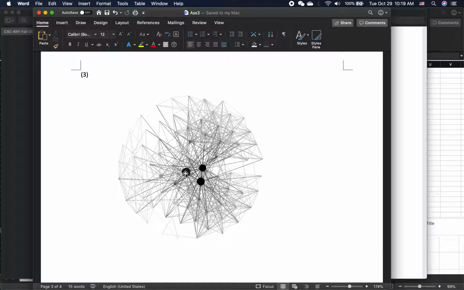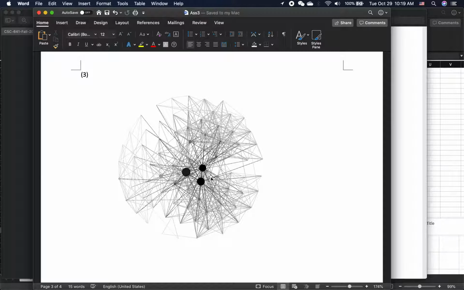Take these 3 black circles as an example. They are black, so they are the darkest color. It means that they have the lowest distance to all the other nodes. It means they are connected with almost all nodes.